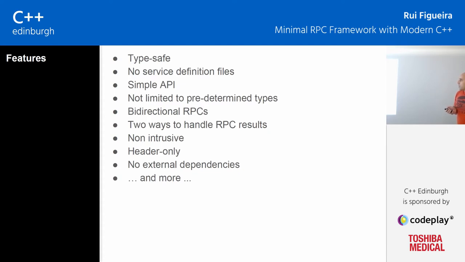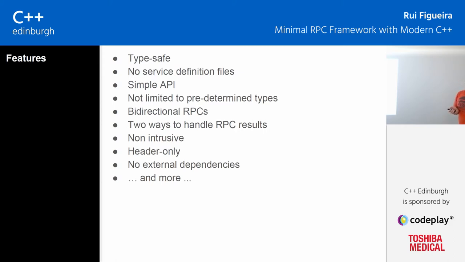Let's see if I missed anything. Simple API. This is what I mean by type rich, not limited to predetermined types. The client can call RPCs on the server, and the server can call RPCs on the client, so bidirectional. You're going to see two ways to handle RPCs. Basically, one is with an std::future, so you wait on a future. The other one is a typical asynchronous handler, just a lambda.